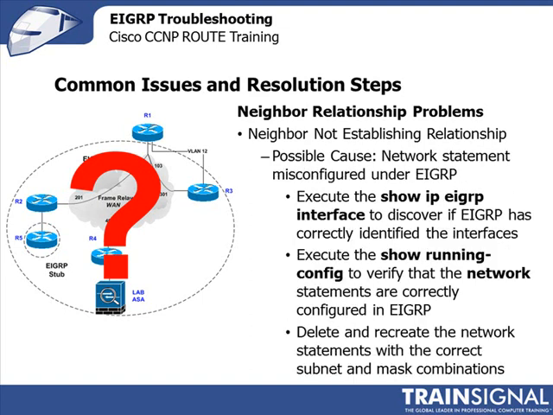Another thing that can happen is that the neighbor relationships are not forming because of misconfigured network commands. It could be that a number's been transposed or a mask is incorrect. Do the show IP EIGRP interface first to verify that EIGRP is operating on the interface as you're expecting it to. That's usually pretty definitive. An alternative, or even a second step, is to do a show running configuration to verify that the network statements are correctly configured. If for some reason they're not, delete and recreate the statements with the correct subnet and mask combinations to identify the interface that's affected.